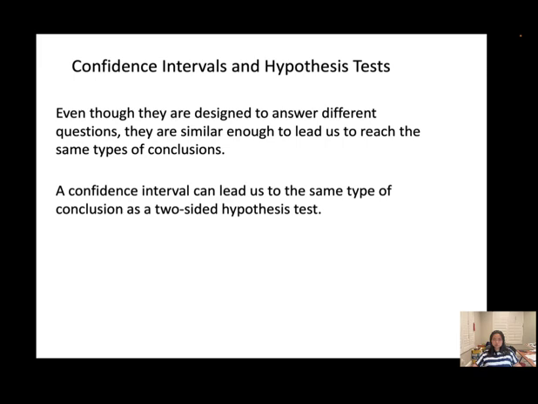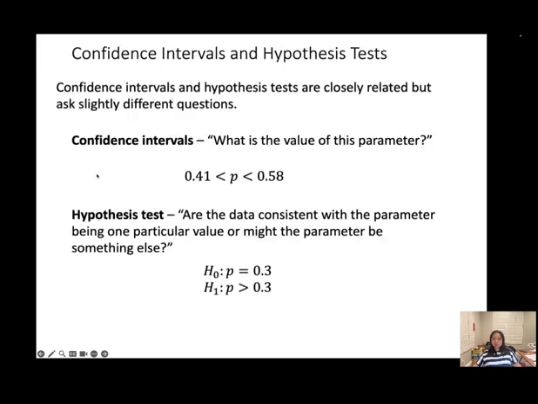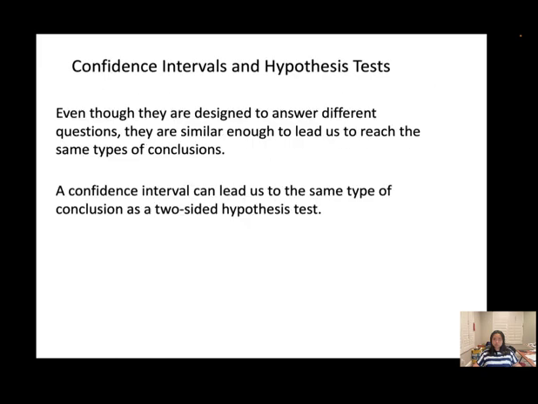A confidence interval can lead us to the same type of conclusion as a two-sided hypothesis test. It is because the confidence interval always considers both sides. When we're working with a 95% confidence interval, we are talking about the 5% split across the two tails. In hypothesis testing, we have a left tail, right tail, or two-tail test. So a confidence interval corresponds to the two-sided hypothesis test.